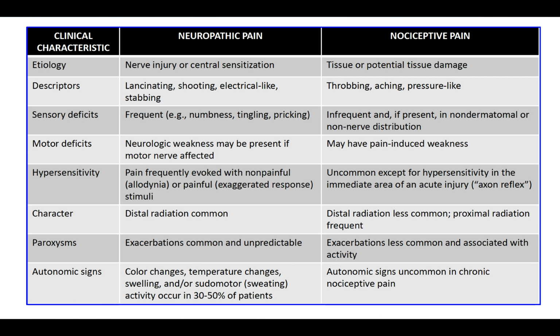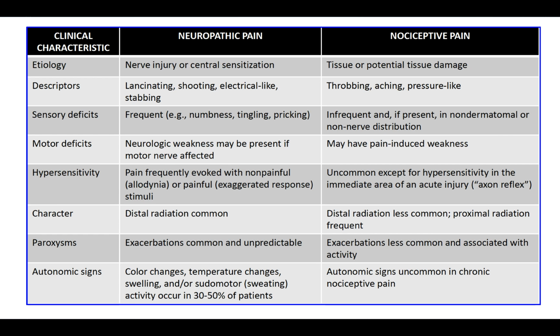So just to do a little bit of differentiation between neuropathic pain and nociceptive pain, some of the clinical characteristics: the etiology of neuropathic pain is nerve injury or central sensitization. Basically, when I think of central sensitization, I always think of neuroplasticity in a negative fashion, right? Pain pathways have become so efficient that you have what's called chronic pain and central sensitization, where things that shouldn't really bother you seem to really bother you. Nociceptive pain is tissue or potential tissue damage. People may describe neuropathic pain as lancinating, shooting, electric-like, stabbing. I'm sure you've all had a diabetic patient in your office that has shooting, numbness, tingling, stabbing pain in the feet bilaterally. Nociceptive pain is usually throbbing, aching, pressure-like, so like a headache.